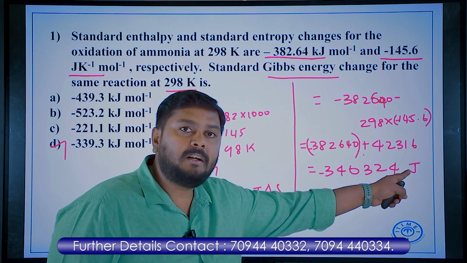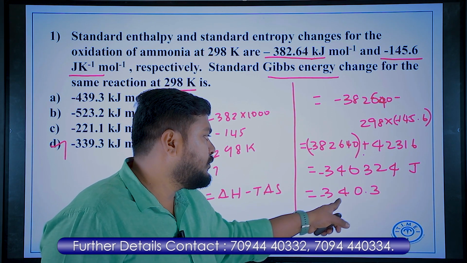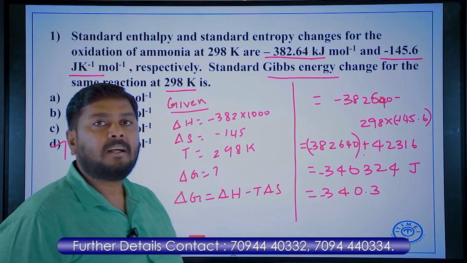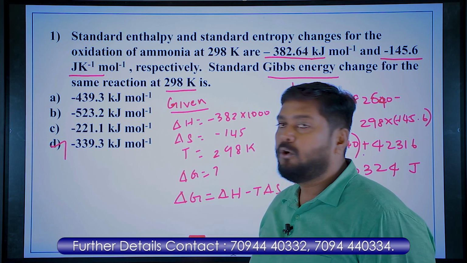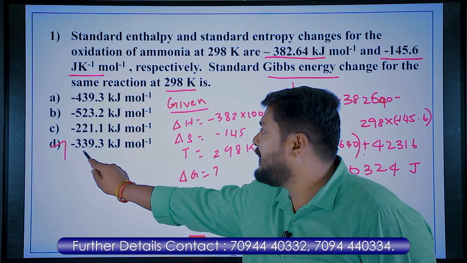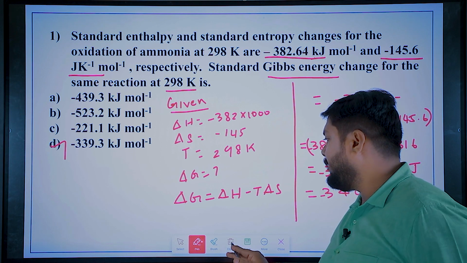What unit will this be in? It will be in joules. So converting the joules to kilojoules, divided by 1000, you will get 340.3 kilojoules, right? Because all our options are in what? They are in kilojoules. We will not get the exact value. Minus 339.3 kilojoules per mole, right?